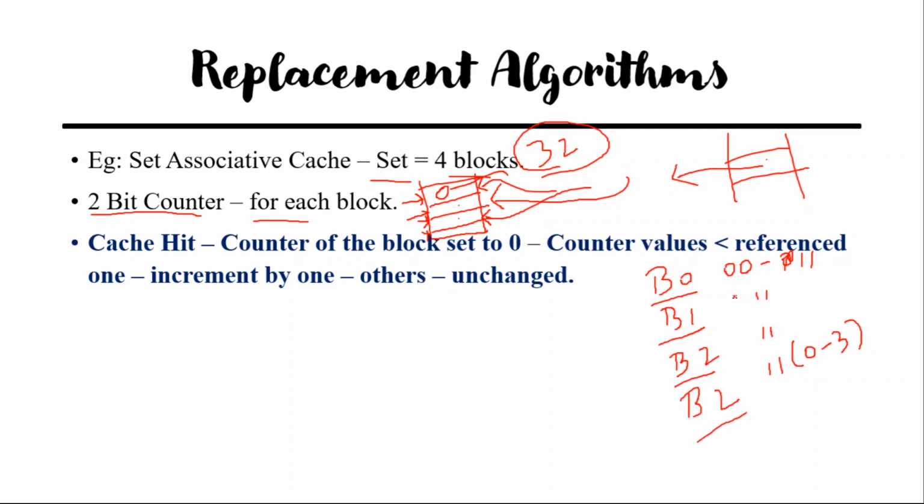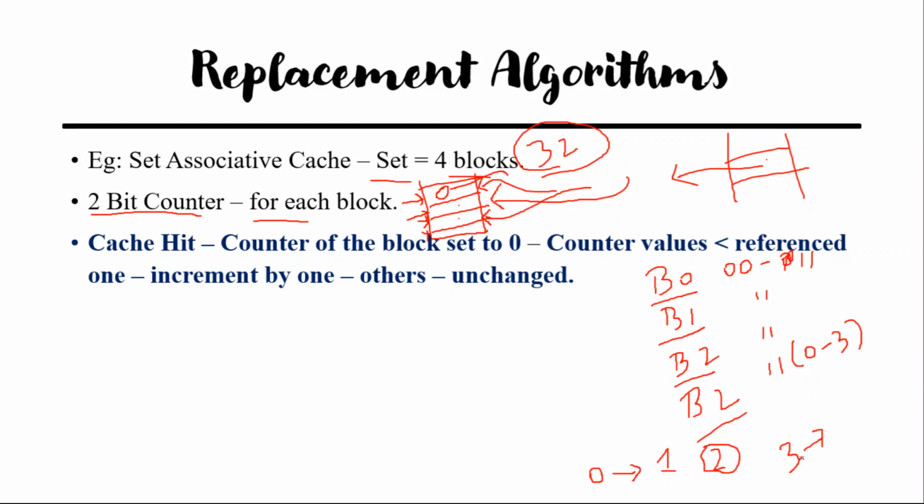Now what is the meaning of that? If any one of the counters is holding the value 0, it means that block is used recently. If the value in the counter is less, it means it is used recently. If the value is more, it means it is not used recently. If it is 0, it is very recently used. If it is 3, it is not used for a long time. If it is 1, it is quite recently used. If it is 2, it is almost not used for a long time, but it is not worse than 3.